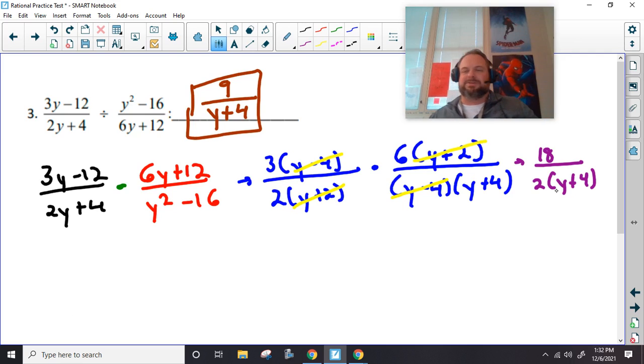So this is our answer, because you can simplify out 18 divided by 2 is 9.